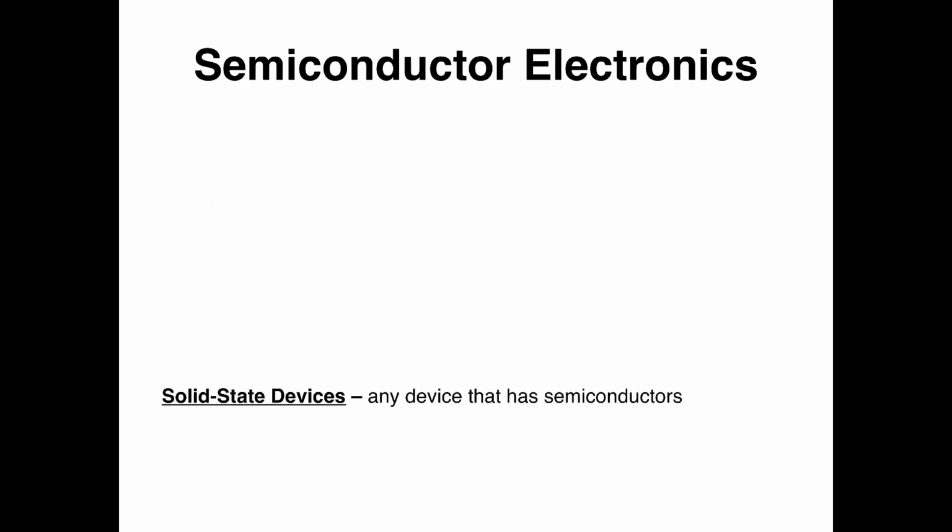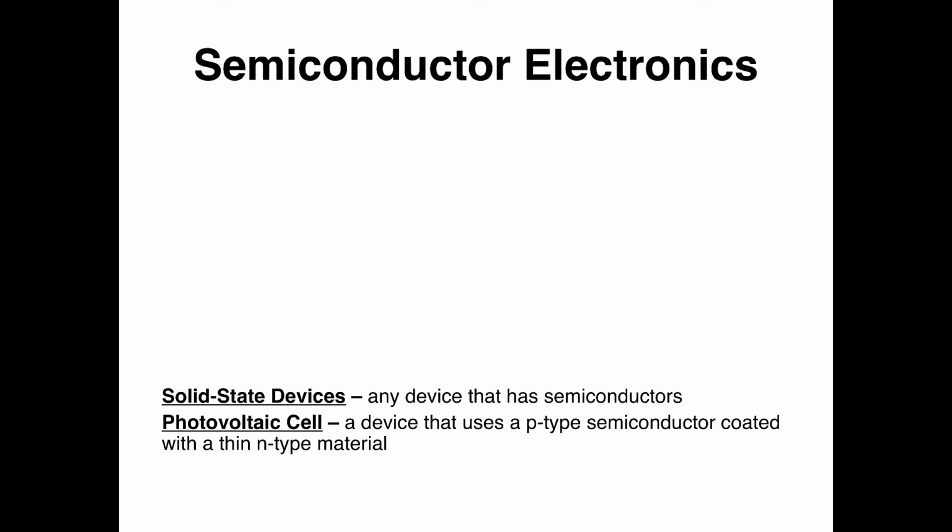Solid-state devices are any devices that have semiconductors. Solid-state devices are devices that have this construction instead of vacuum tubes. A photovoltaic cell is a device that uses a p-type semiconductor coated with a thin n-type material, and it converts light energy into electricity.